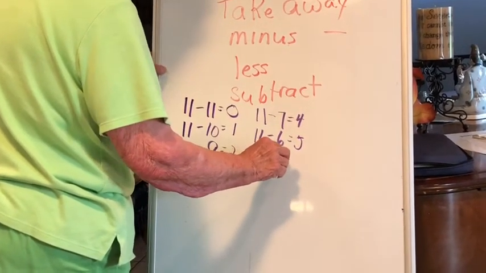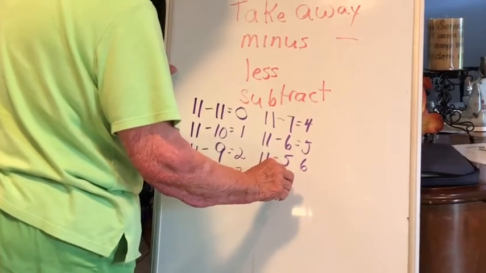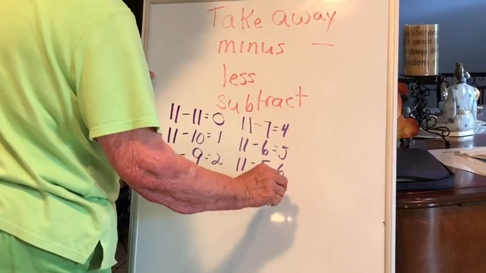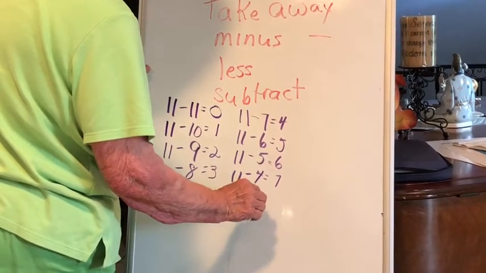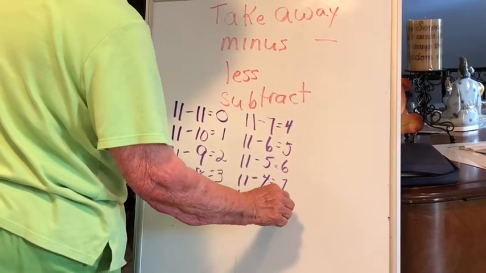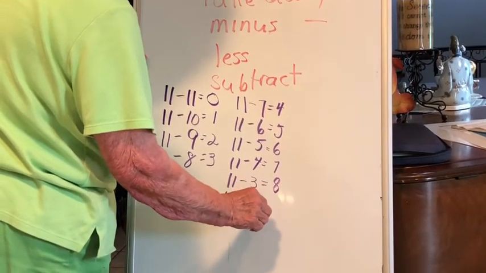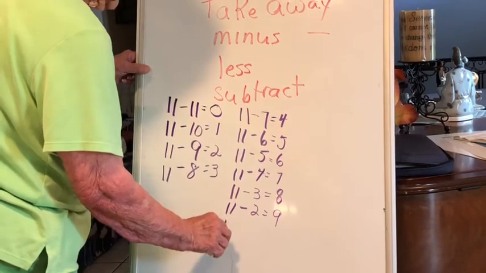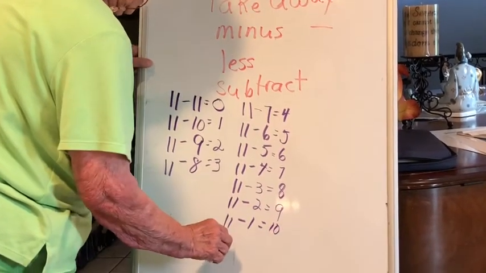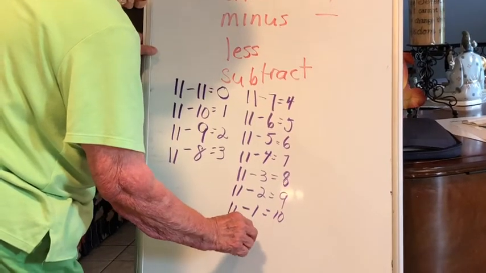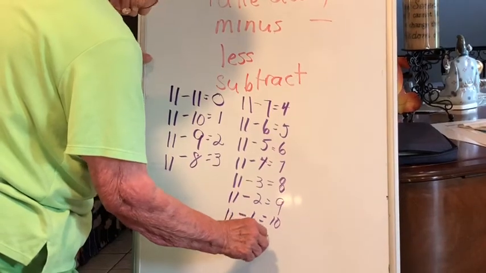11 take away 5 is 6. 11 take away 4 equals 7. 11 take away 3 equals 8. 11 take away 2 equals 9. 11 take away 1 equals 10. 11 take away, no, I'm sorry, take away 0 equals 11.